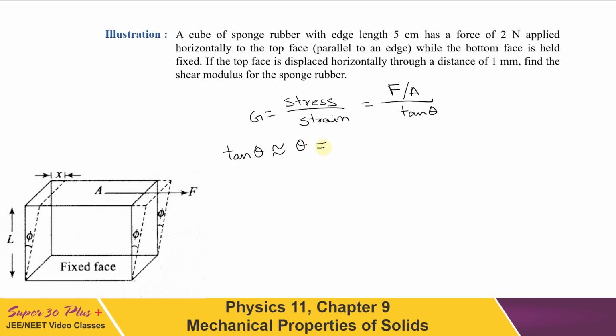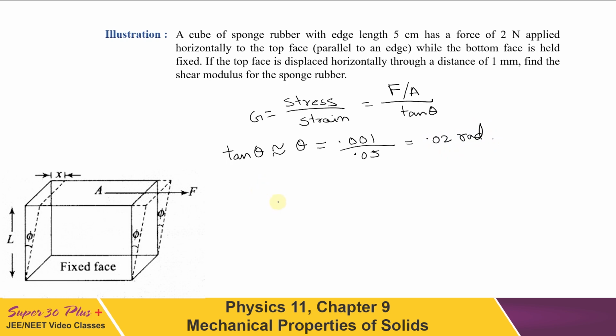That will be the displacement, which is given 0.001 meter, upon the length, that is given 0.05 meter. So this theta will be equal to 0.02 radian. Always do write this theta in radian while doing the calculation. Do not write the value in degree.